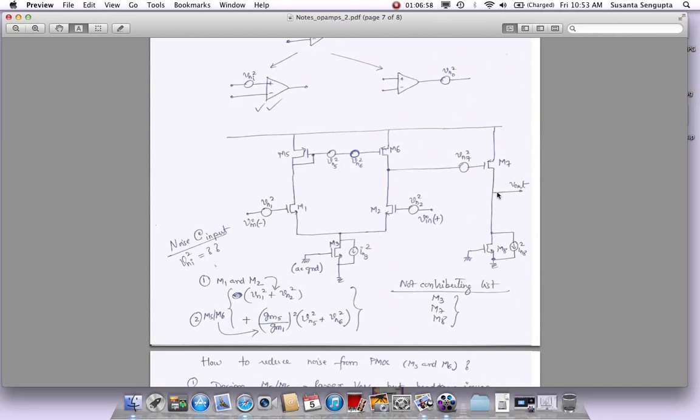I can take it to the output and divide by gain, but I can also let this noise current, which is in M6, flow through M2, and then reflect it back at this input. How would that be? If you took VN6 square, multiplied by GM6 (GM5 and 6 are the same), the square of that converts it from voltage to current. So this voltage to current is given by this term multiplied by the GM square. Then this current is flowing here and I want to bring it back to the input.